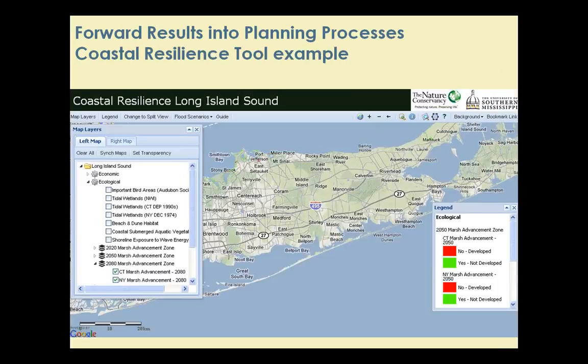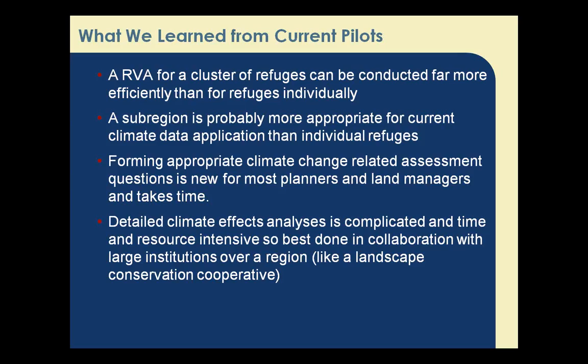And just an example, I think a lot of people have seen this demo on the Coastal Resilience for Long Island Sound project by TNC and its partners. So this was a website that was developed that had a lot of interpretive information and a lot of interactive capability for people to bring up different scenarios and ask what-if questions. That's one part of those considerations of actually making this information available. So what have we learned?